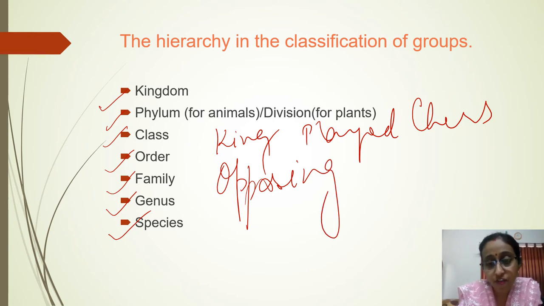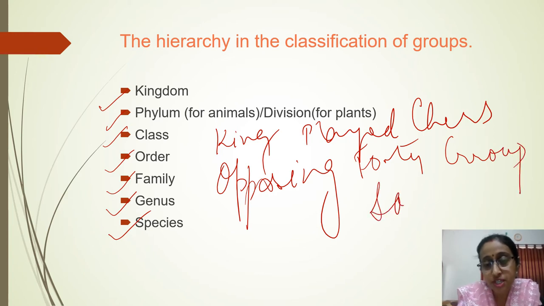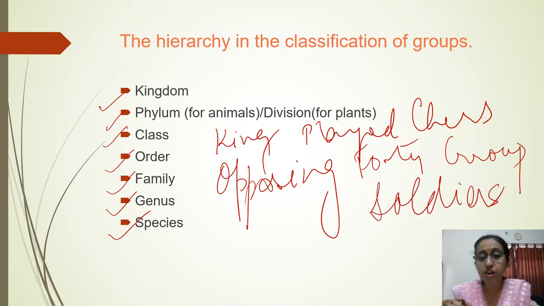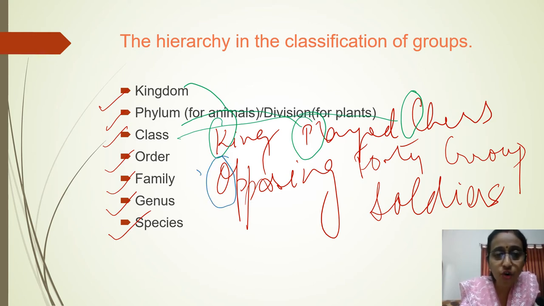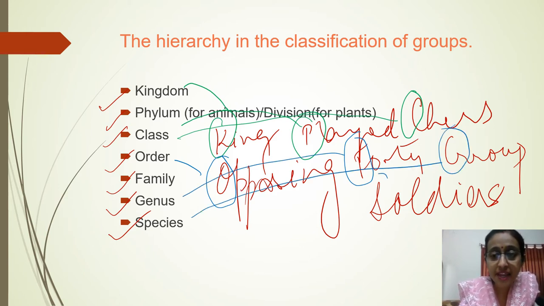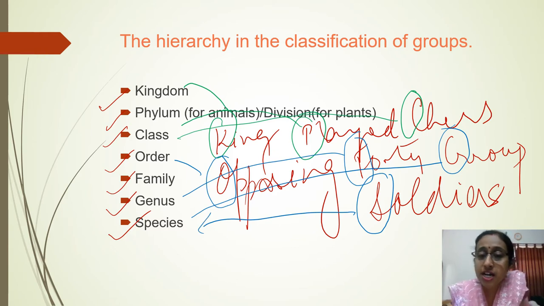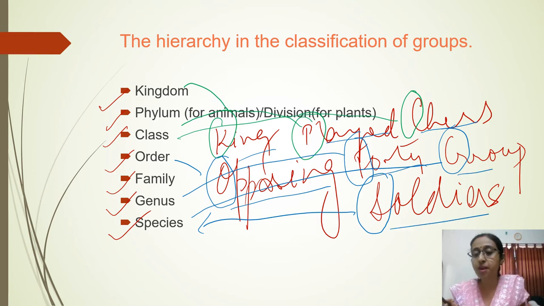King played chess opposing 40 group soldiers. So if you take the first letter from each word, what will it represent? K, that is kingdom, P for played, that is phylum, next C from chess, that is class, next O, it is coming for order, F for family, G for genus and S for species. So if you learn this sentence, king played chess opposing 40 group soldiers, you will have the hierarchy.